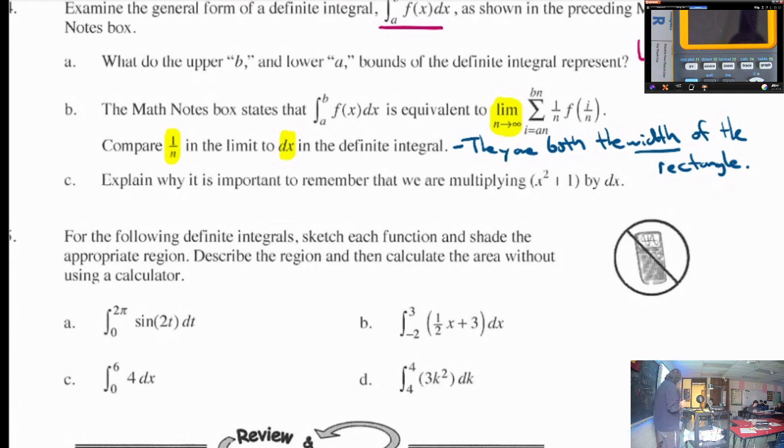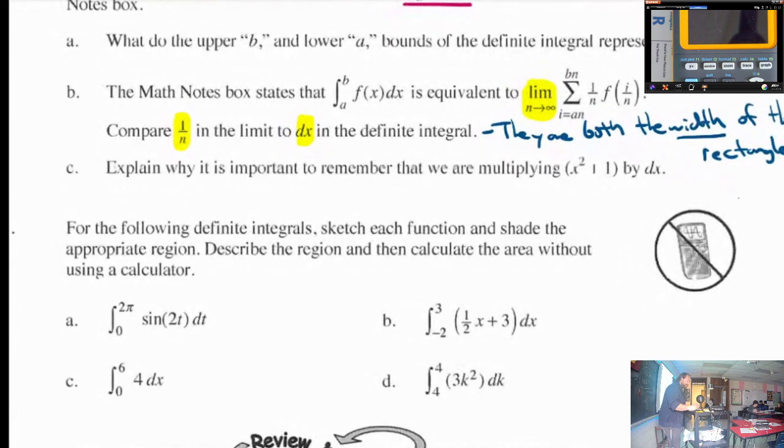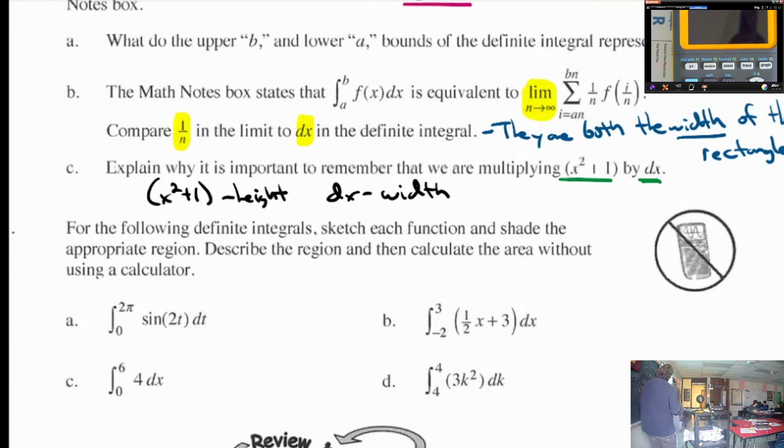Explain why it's important to remember that we're multiplying because we're finding the area of a rectangle. This is exactly what we just talked about. It's important to remember that we are multiplying a length times a width to find this rectangle. In this case, x squared plus 1 is the height of that rectangle, and dx is the width of that rectangle. So you have to remember to put x squared plus 1 in parentheses because it is a separate thing being multiplied by the width of that rectangle.